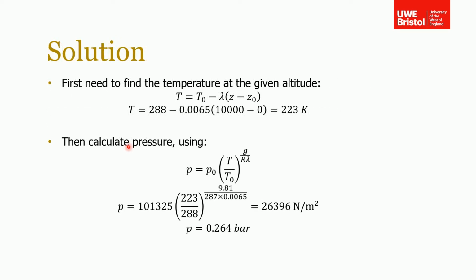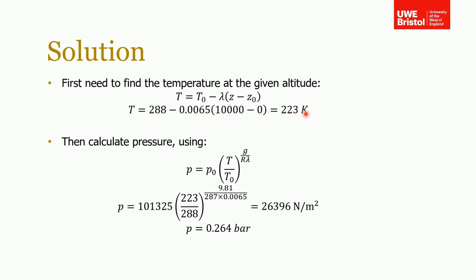So the way that we solve this is, because we're in the constant lapse rate layer, we need to use the appropriate equations. We can do this in two steps, or we could just substitute this formula into here and work it out in one go. But we were actually told to find the temperature first. So the temperature at the particular altitude is equal to the temperature at sea level minus the lapse rate times the change in altitude. So if we work that out, we get a temperature of 223 Kelvin.